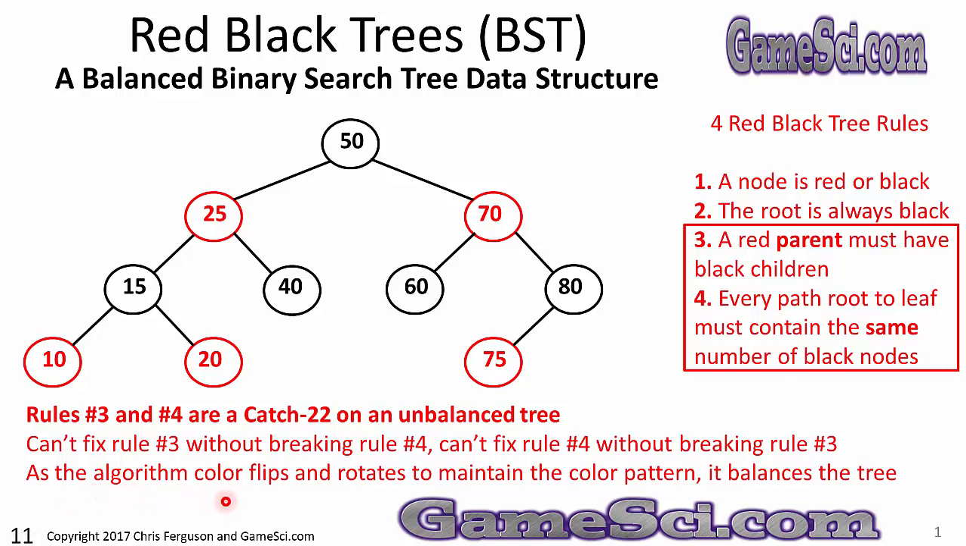As the algorithm does color flips and rotates to maintain the color pattern, it will balance the tree for you. And you'll know it's balanced because all 4 rules are true. The only way you can get all 4 rules to be true is to balance the tree.